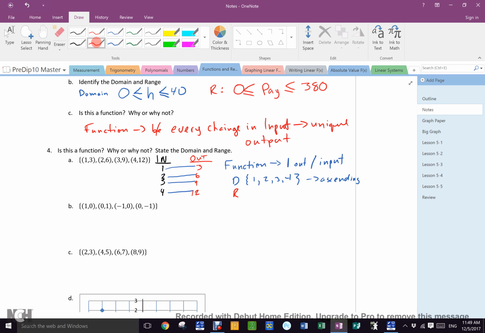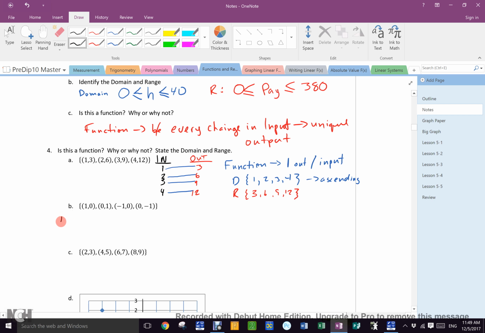So what then is our range? Squiggly bracket. Again, we keep it ascending, so what would our range be? 3, 6, 9, 12. Now, this time that happened to work out to be the ordered pairs. It might not always. We just keep it in ascending order. Everybody cool? All right. So let's go to B. Is B a function? Yes or no?